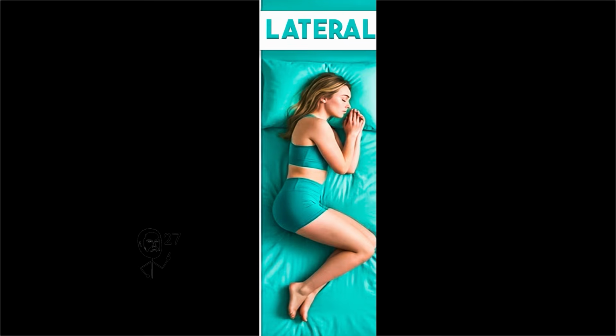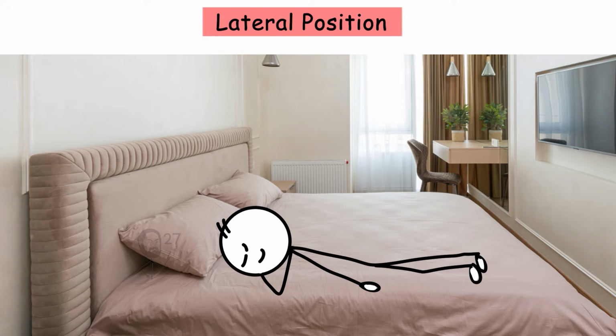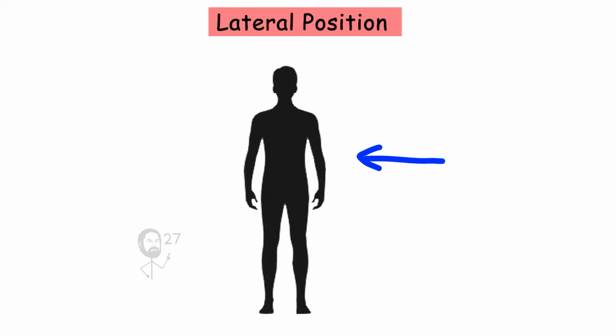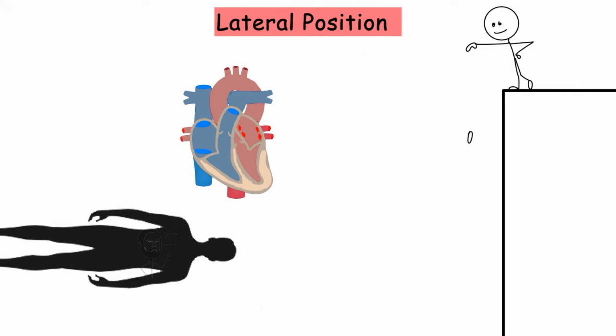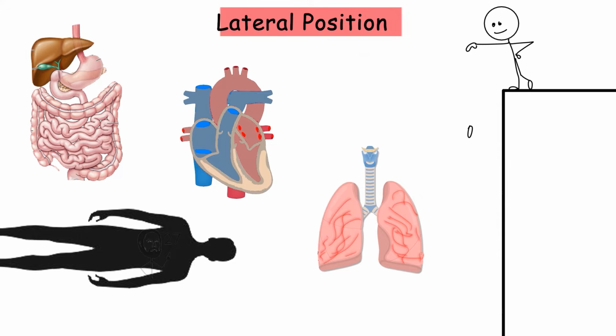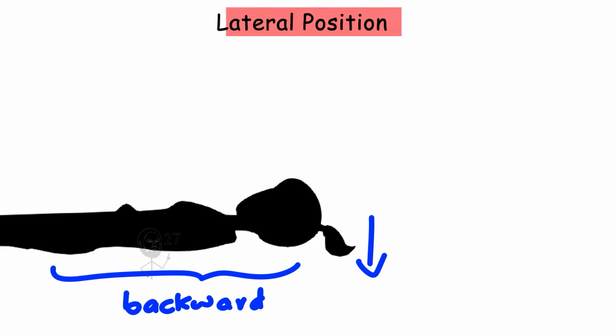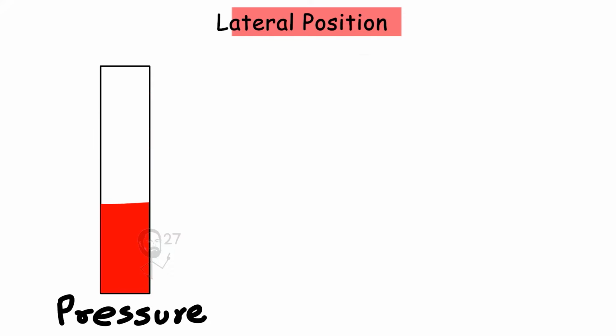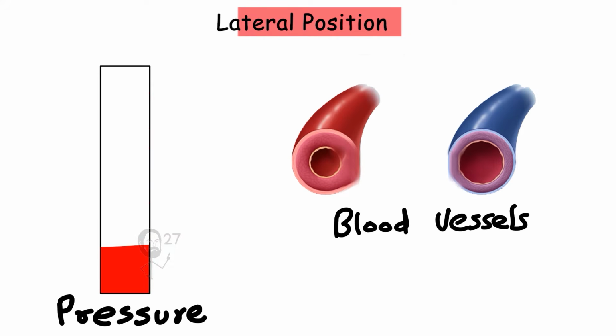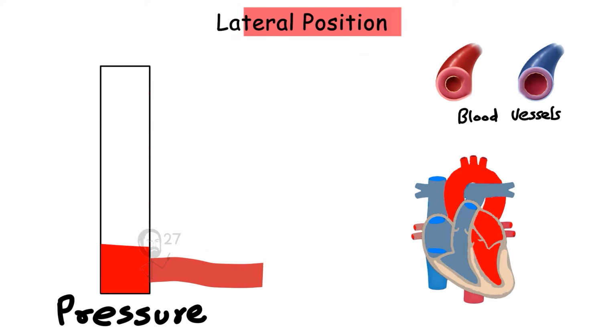Lateral position. Side sleeping shifts the body's weight from the back onto one side, changing how gravity affects the heart, lungs, and abdominal organs. Instead of being pressed backward, organs move sideways, which reduces pressure on major blood vessels and helps blood return to the heart more efficiently during sleep.